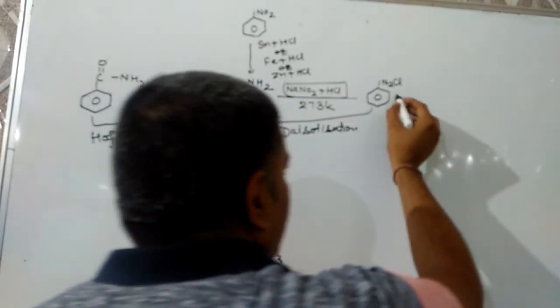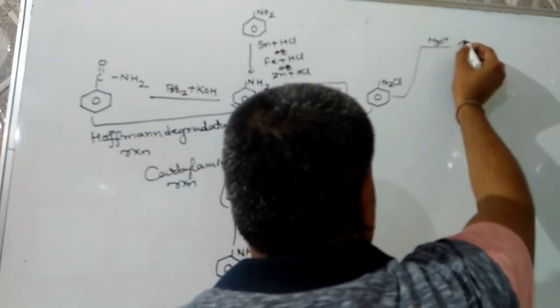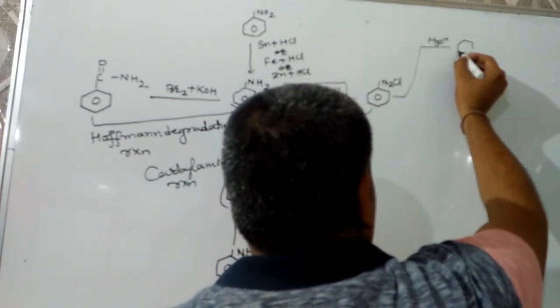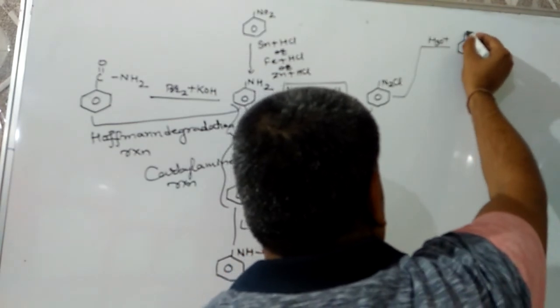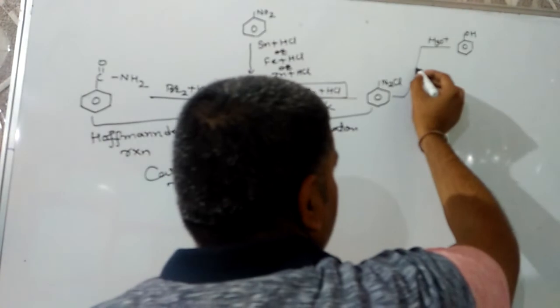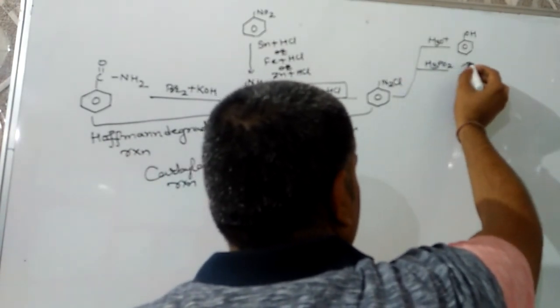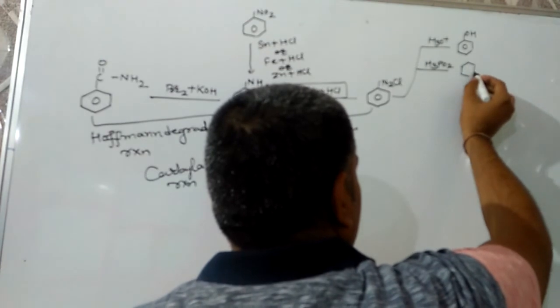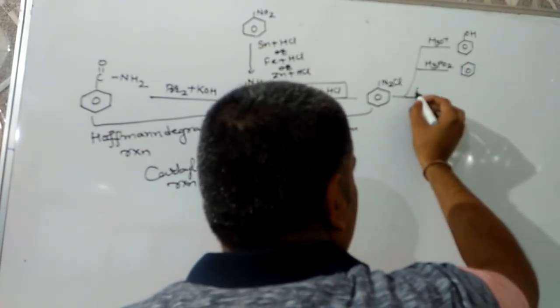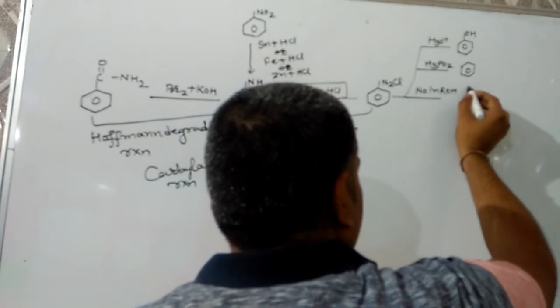Now we can hydrolyze it completely to give phenol. If aniline is going to be converted into phenol, then we have to do it through this. Next, if it is reduced with H3PO2, then we will get benzene. If we do reduction with sodium in presence of alcohol, then we will get benzene.